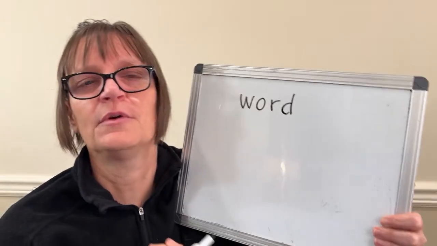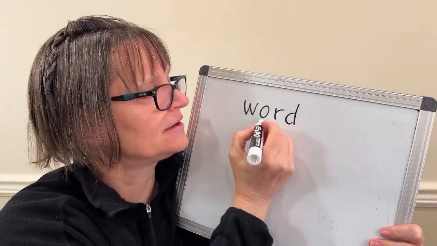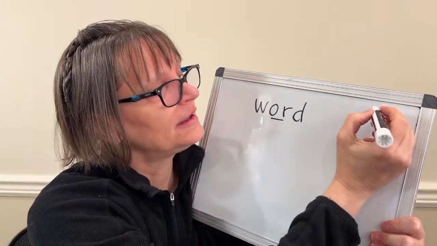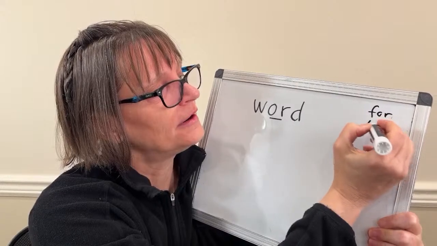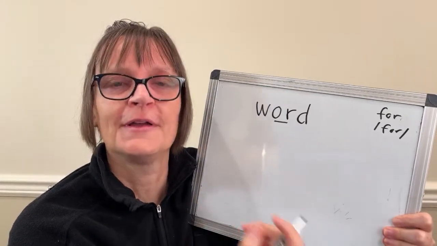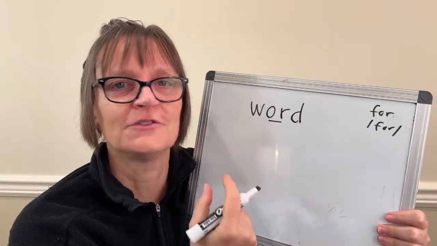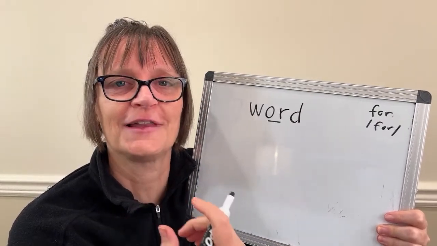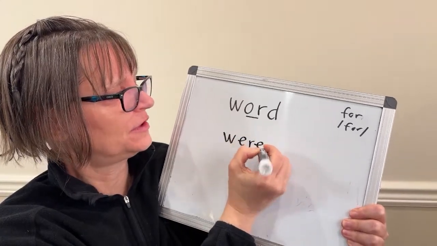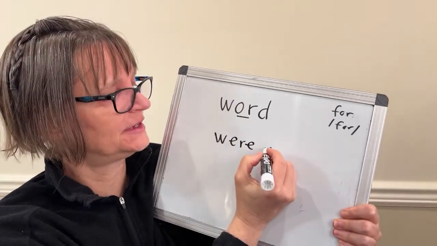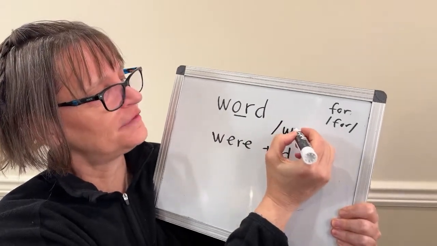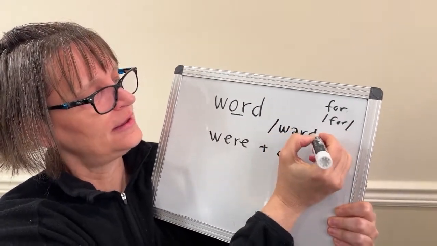So the problem with the word word is that it has the letters OR. And the letters OR sometimes say or, like in for, or store, or board. But in the word word, letters OR just say the sound, like in were. So I like to think of it as the word were plus a D sound, word. So if you look at the IPA, you're going to have the vowel.